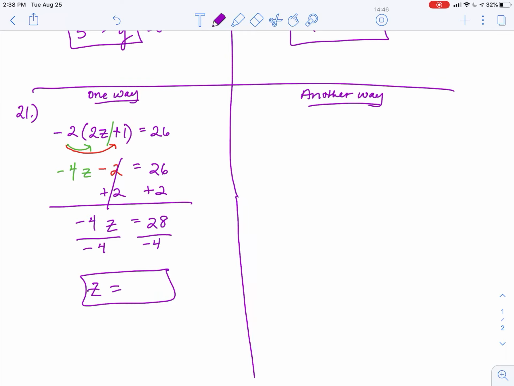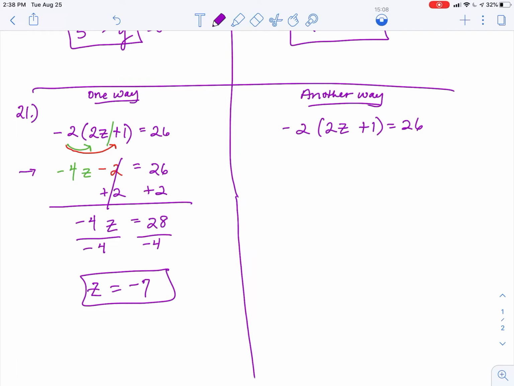-4z. There we go. Be -7. Okay. Sorry about that, guys. Go back and see what I did. Right here is where I made that mistake. I said -2 times +2 was a positive -2. It needs to be a -4. Okay. Now, the other way, let me rewrite the problem, and I want to show you another way of doing this.